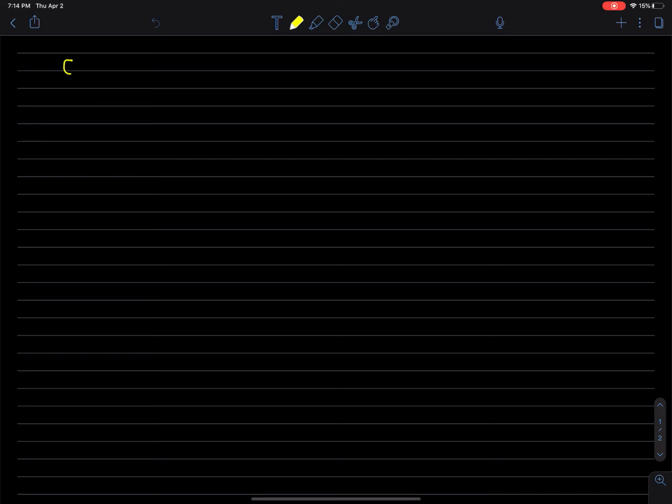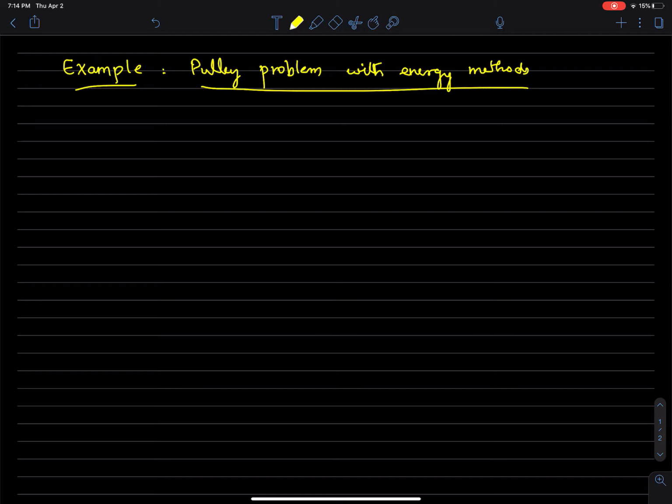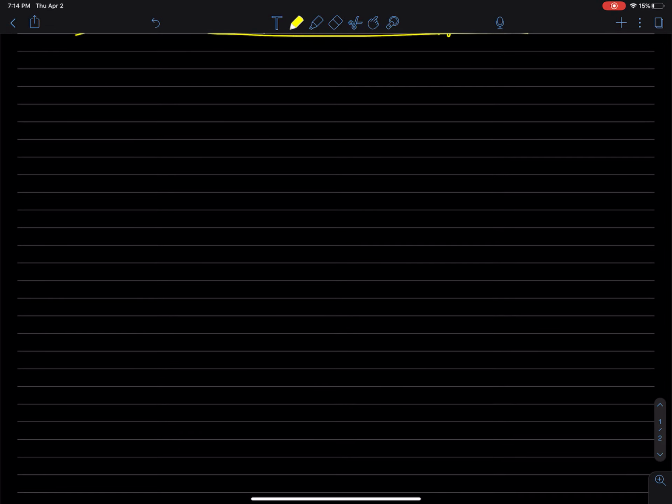Okay, here's an example. A pulley problem with energy methods. Okay, let's set up the system. We have this composite pulley with two different radii.